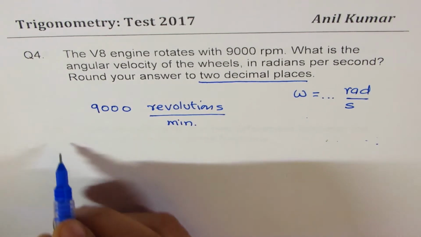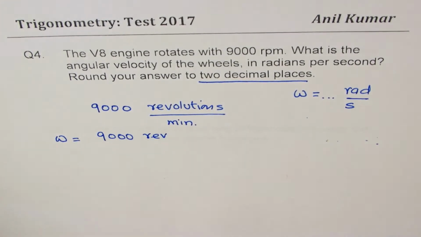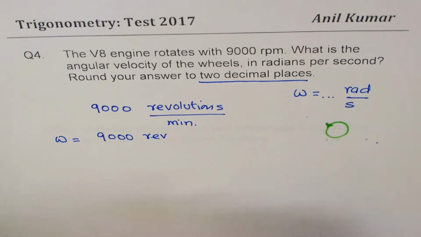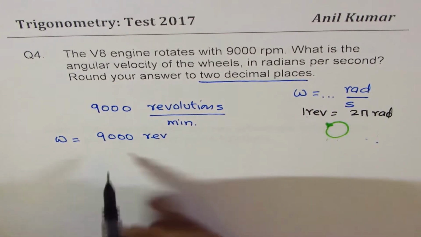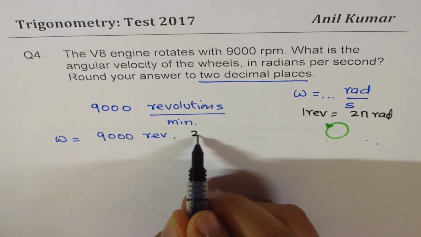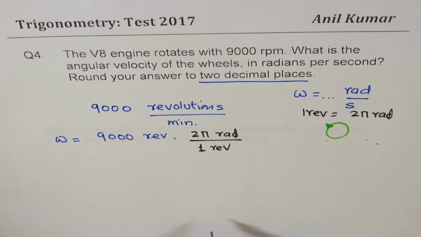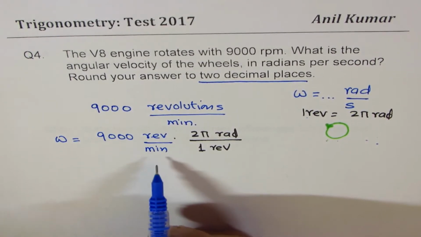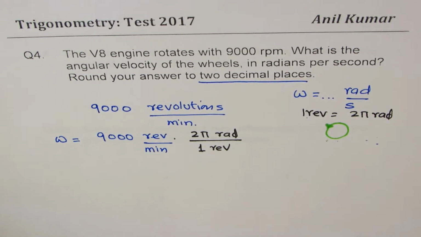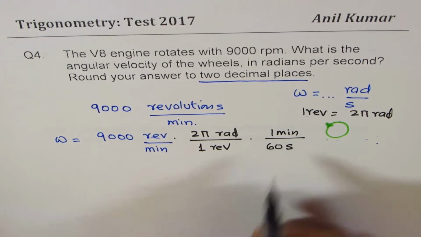So what we can do here is, we can write what omega is. So omega is 9,000 revolutions. Now one full revolution, that is one full circle, is how many radians? We know one revolution is equal to 2 pi radians, correct? So I'm going to multiply this by 2 pi radians and divide by 1 revolution. So immediately I can cancel out revolution and I get radians in the numerator. Denominator is minutes. We want minutes to be in seconds. So as far as the minutes go, 1 minute is equal to 60 seconds.